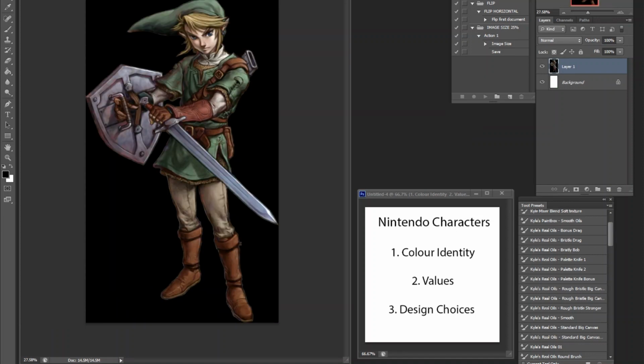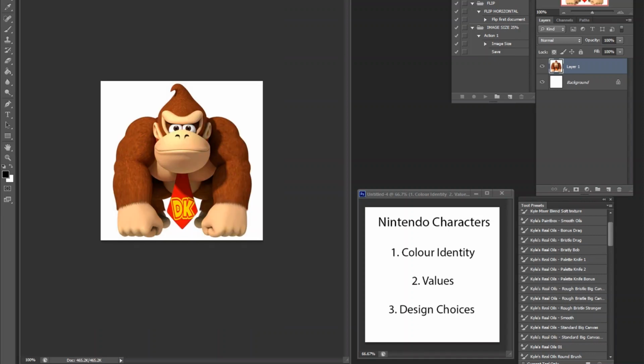So let's look into Link as well from Zelda. You notice that with each Nintendo character, there's a different dominant color, and you might notice that Link, of course, is green with accents of yellow, so it immediately will distinguish himself from the rest of the cast. And looking into Donkey Kong as well, another red accented character design. In this case, brown is the prominent color, and then the red tie makes it stand out.